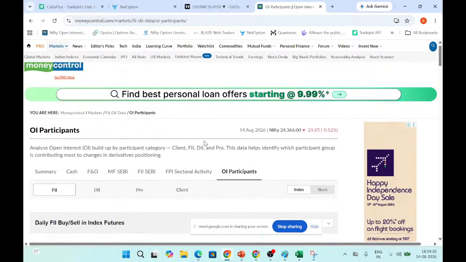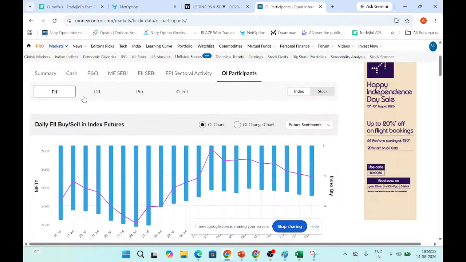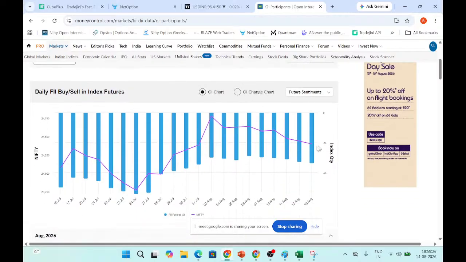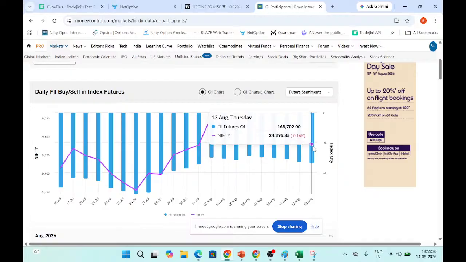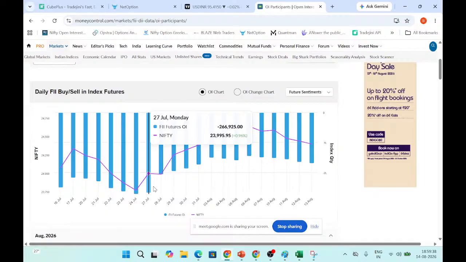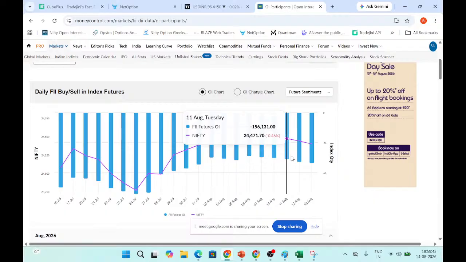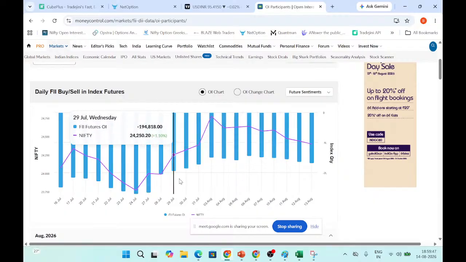Yeah. Here, FII data. Go to FII data. Go to OI, open interest. OI chart. Take a look at this. Futures OI data, they are sitting at minus 1,68,702 contracts. In July, they were sitting at almost minus 2,66,925. Now they have done some kind of short covering. Some short covering is done, but we are still not out of the woods.